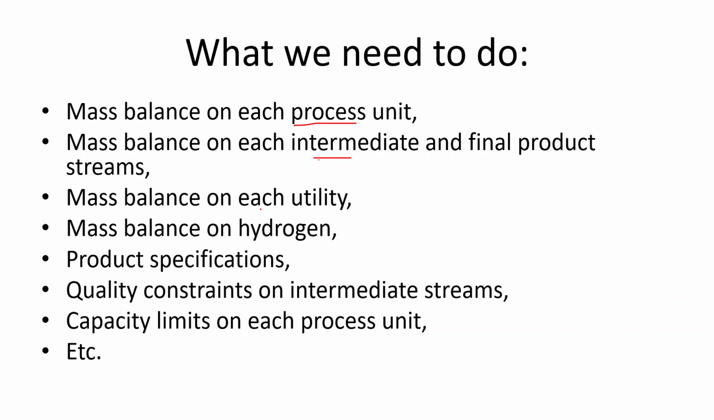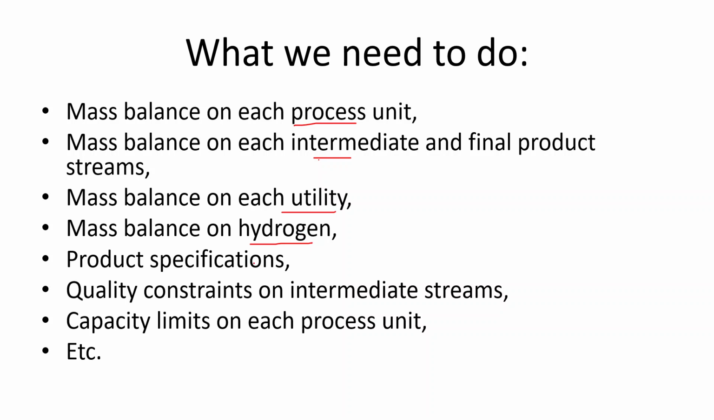And then we make a mass balance or energy balance for the utility. Mass balance in terms of, for example, ton per hour of steam, or water, or electricity in terms of megawatt hour or something. And then you also need to make a mass balance of hydrogen. So all of these things are interconnected.